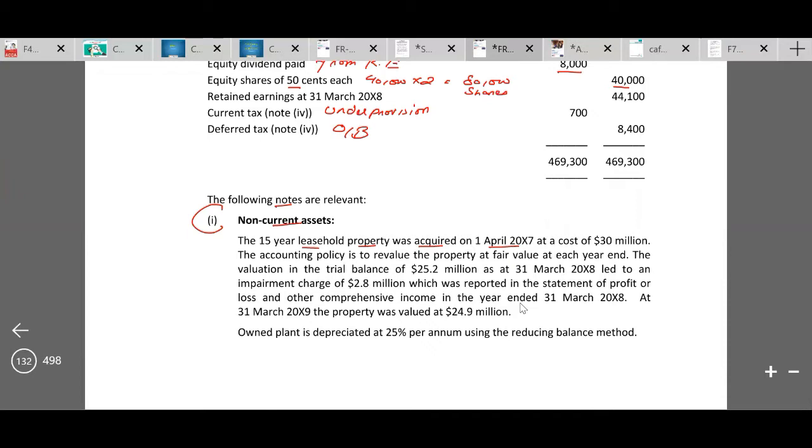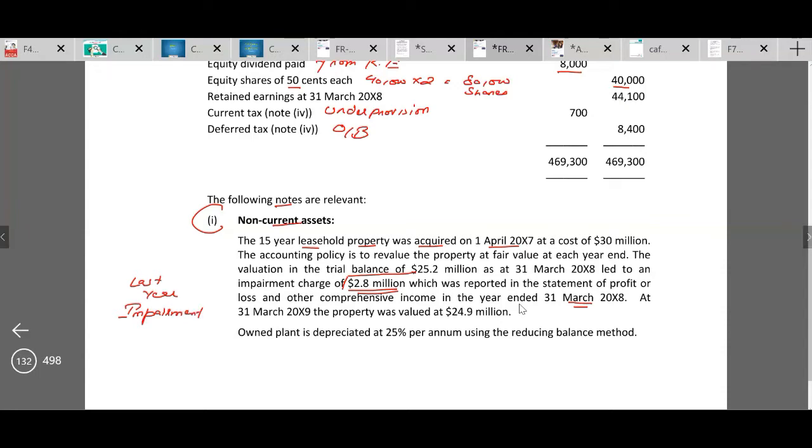The valuation in the trial balance of 25.2 million as at 31st March 20x8 led to an impairment charge of 2.8 million, which was reported in the statement of profit and loss under the comprehensive income in the year ended 31st March 2008. So in the last year, they had an impairment of 2.8 million, which they reported in the last year. This was the last year impairment. As I said, it is very important to see the dates.